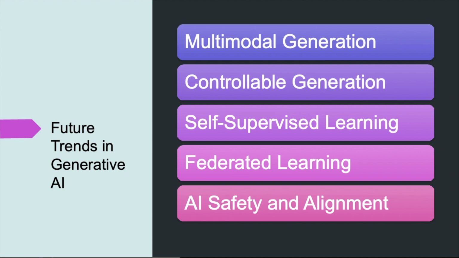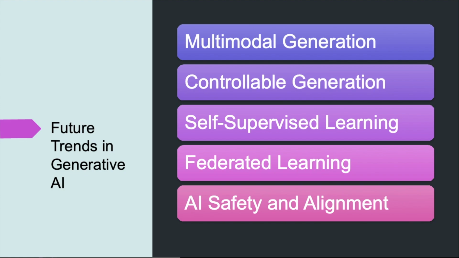Next, we have federated learning. Exploring federated learning approaches, where models are trained on decentralized data sources, can address privacy concerns and enable more diverse training data. For instance, federated learning has been applied to healthcare data to train AI models while keeping patients' data secure and private.